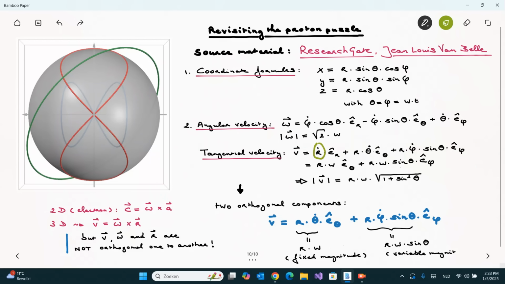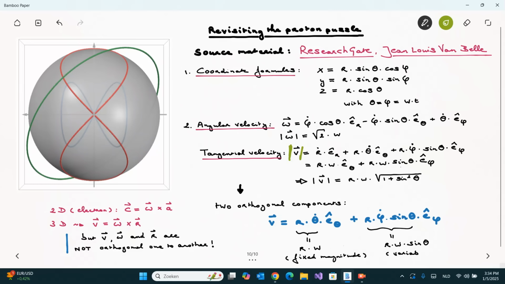Now, what you can see, and this is the puzzling thing, is that the time derivative of r is 0. The radius vector is constant. It's just the radius of our sphere. So this thing disappears. It disappears, and you arrive at this formula here: R times w times the base vector related to the polar angle, and then here, and this is interesting, R times w times the sine of the polar angle.